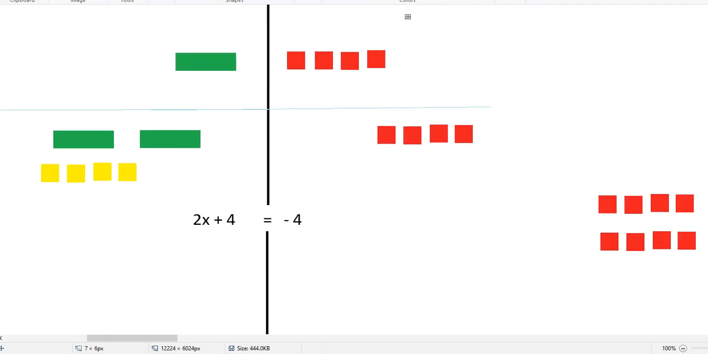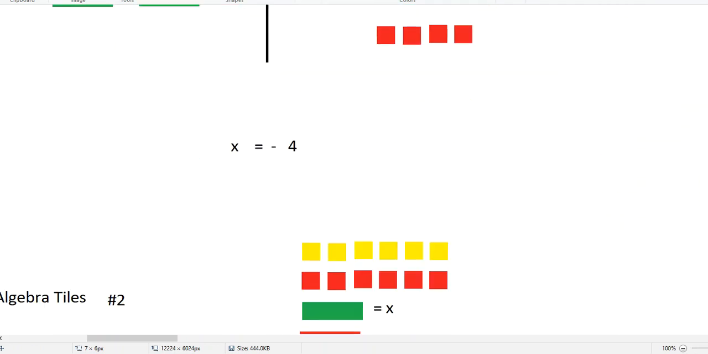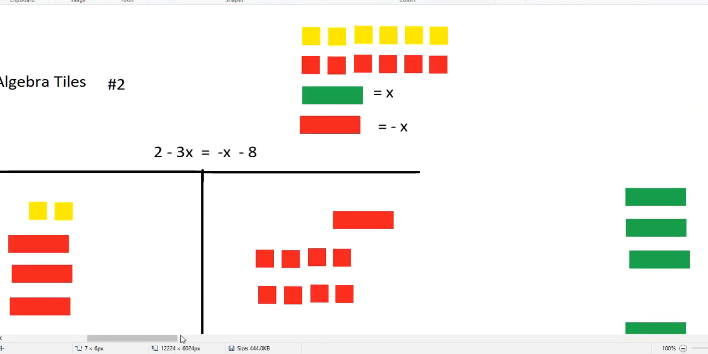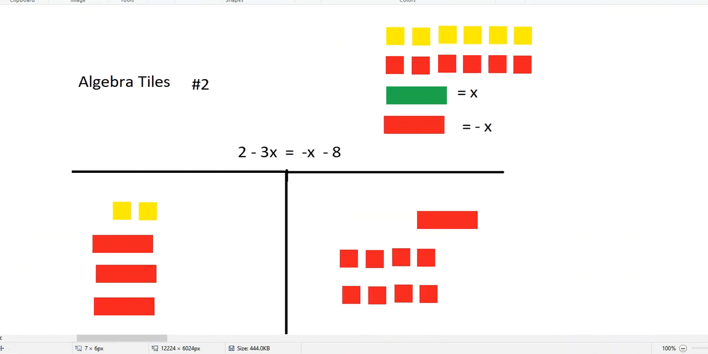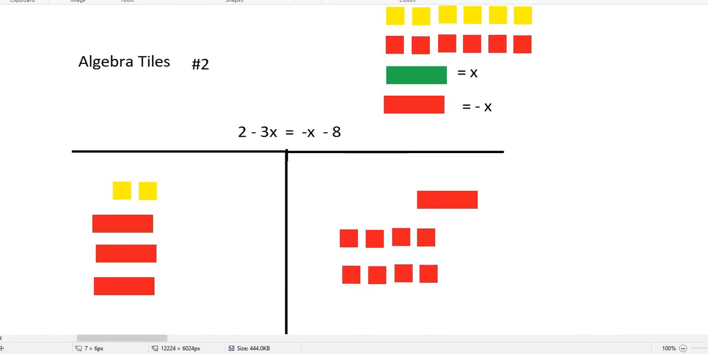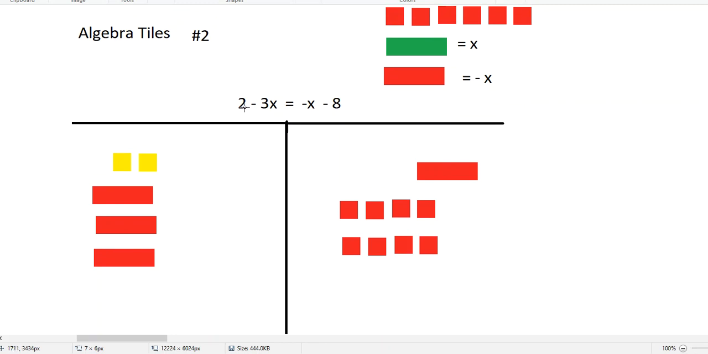Let's see a little further down. Yeah, algebra tiles number 2. Here's the second problem. Here's our 2 minus 3x equals negative x minus 8. On this side here, we have those 3 negative x's, and we have the positive 2 units. This is understood to be positive. We have a negative x unit here, and 8 negative units down here.